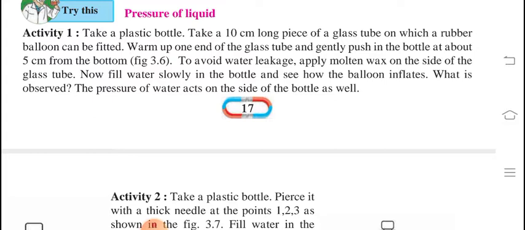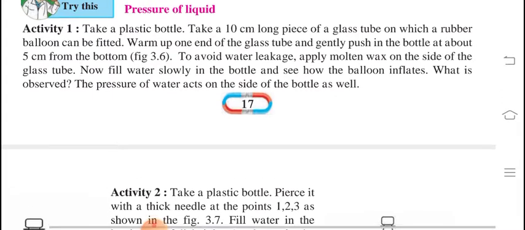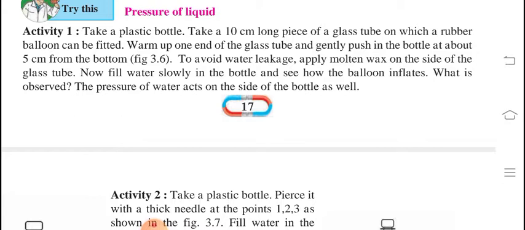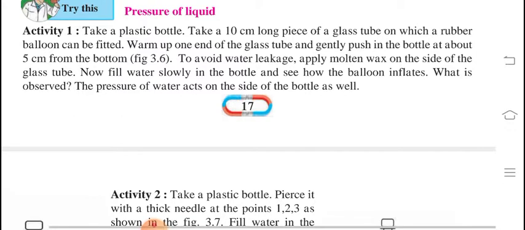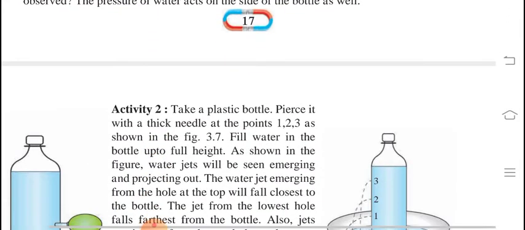You have to take a plastic bottle, then take a 10 centimeter long piece of glass tube, or anything which is available at your home, on which a rubber balloon can be fitted. Warm up one end of the glass tube and gently push it into the bottle about 5 centimeter from the bottom. So all these things you can do at home also.